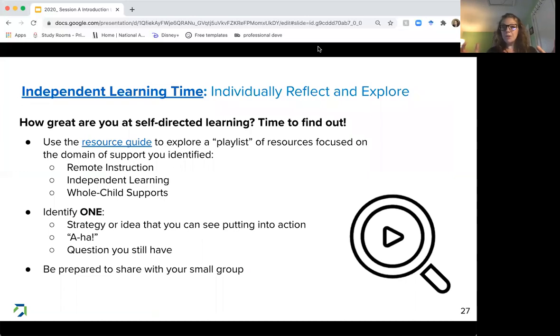So at this point in the session, we'd ask you to go into independent learning time. The link provided in the document gives you access to a variety of playlists on different topics we've discussed. The resource guide should be used by learners within this session to explore different domains of support. We've actually broken independent learning and whole child supports because they are slightly different topics in this session. And then as they're working, identify at least one strategy or idea you would put into action, or an aha or a question.